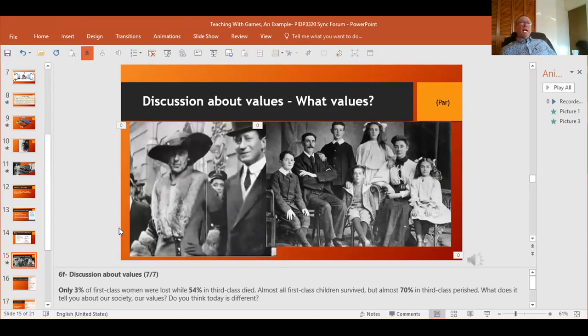On the Titanic, for example, there was something interesting regarding our values. We have the different social classes, right? If you are rich, you have more chance to be saved, and if you are poor, you have more chance to die on the Titanic. Actually, only 3% of first class women were lost, while 50% in third class died. So there is a real issue here. How do we save more people? Or do we make our choice? Obviously here, there was the economic issue.